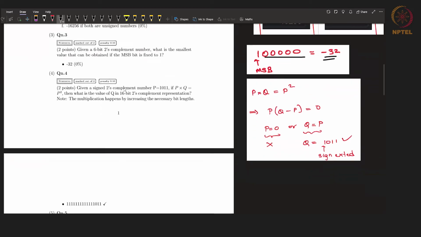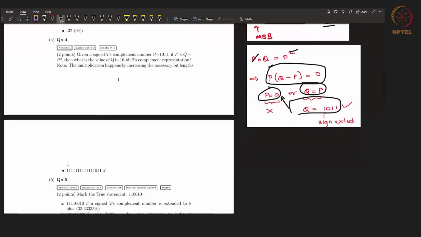Given a 2's complement number p equal to 1011, if p into q is equal to p square, then what is the value of q? So this is very simple. You can just write down this expression. It satisfies only when p equals q, because if p was 0, it would be 0 equal to 0, right? So the other way to think about it is, q is equal to p is your answer, and q is equal to 1011.